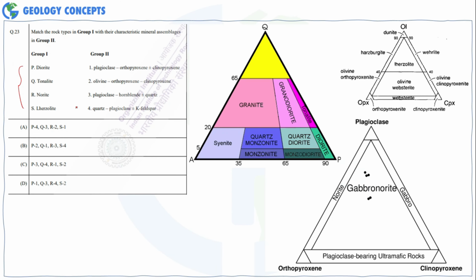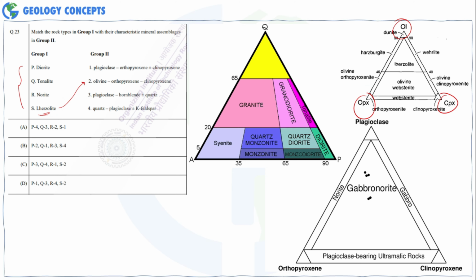Next is from the IUGS classification of rocks. You have 4 rock types and their respective mineral assemblages. So I have put a few of these diagrams which will make this question very simple for you. Lherzolite, we can start from the ultramafic rock, contains olivine, OPX and CPX, so I can clearly relate lherzolite to 2. Then I have diorite.